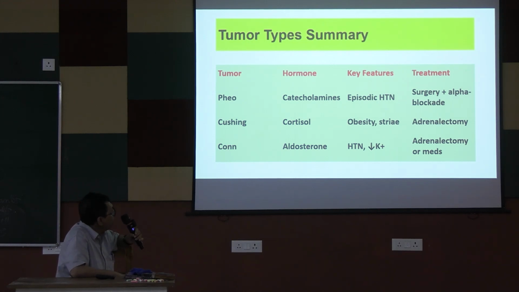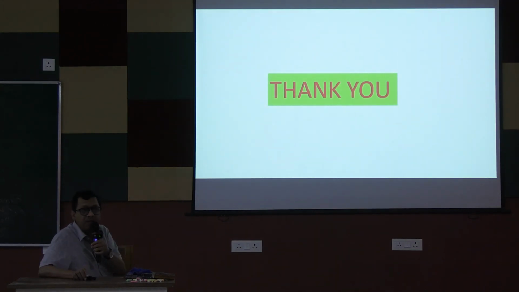So Cushing, the cortisol. Key features are obesity and striae. The treatment is adrenalectomy. And Conn's disease, the hormone is aldosterone, with hypertension and low potassium. Treatment is adrenalectomy, and medicine may be the treatment of choice. This chart you must remember to combat all the conditions related to the adrenal gland. Thank you for the kind listening, because I have made this very precise for you all. Now you tell me if you have any question, I am ready to answer.